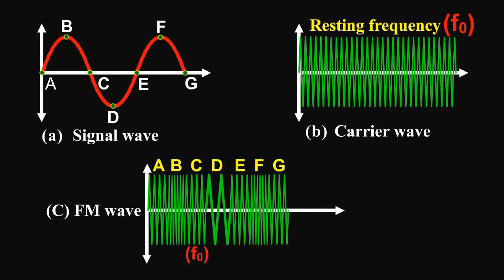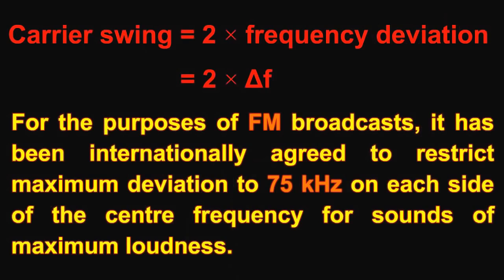When the signal is applied, the carrier frequency deviates up and down from its resting value F0. The change or shift either above or below the resting frequency is called frequency deviation, del F. The total variation in frequency from the lowest to the highest is called carrier swing, CS. Hence, carrier swing is equal to 2 into frequency deviation, so 2 into del F.